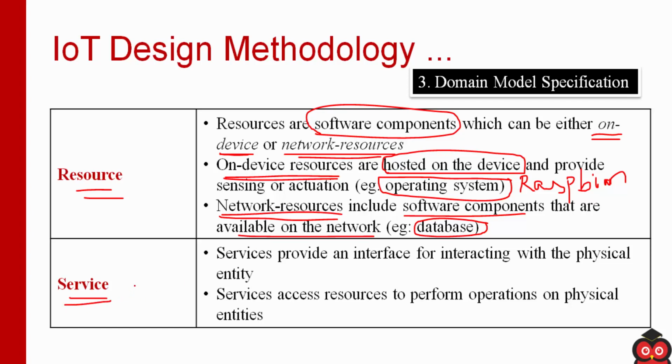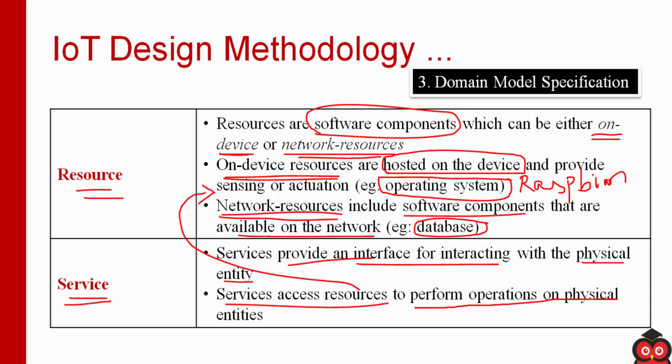And then the last thing is service. What is the purpose of a service? It provides an interface for interacting with physical entities. Again, what are the physical entities? Room and appliance, the light bulb. And you can see one more point: services access resources to perform operations on physical entities.